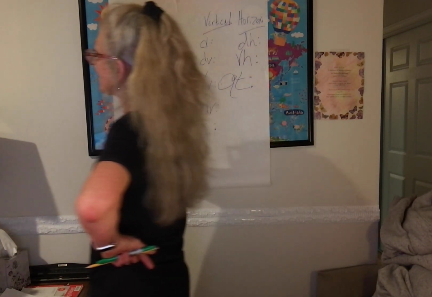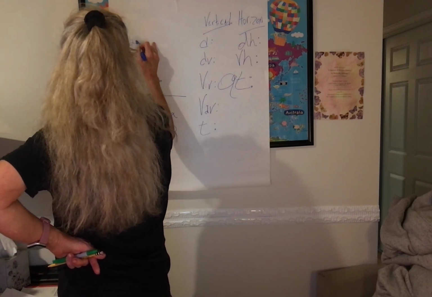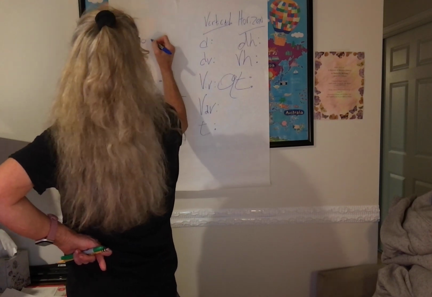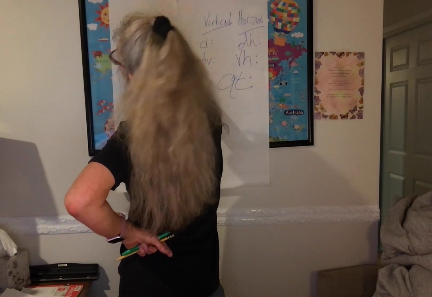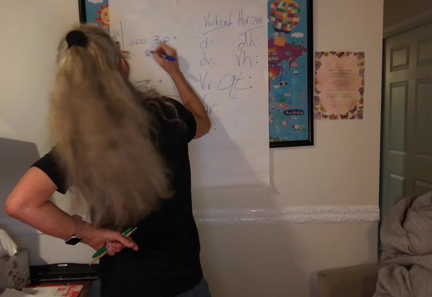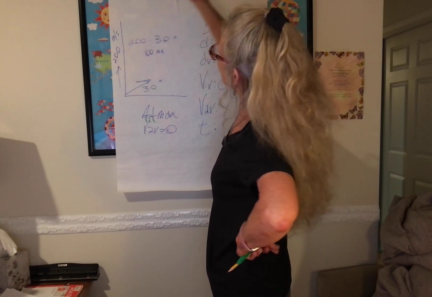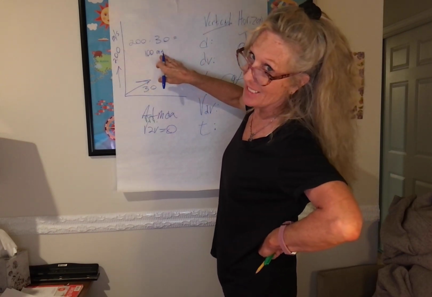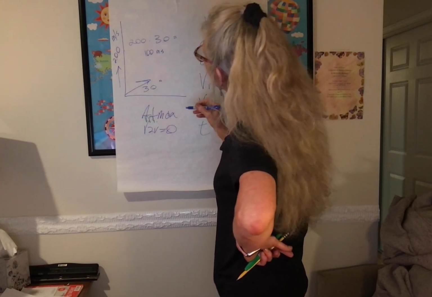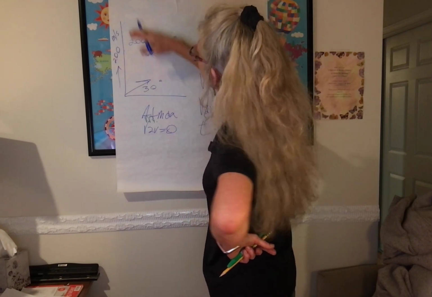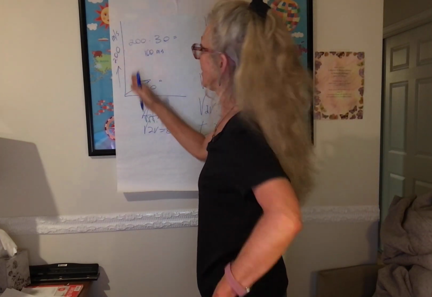So I'm going to split this into components here. 200 times sine of 30, which equals 100 meters per second. The initial vertical velocity is 100 meters per second. I've chosen up as positive. If it's up, it's positive. When it gets to the top, it will still be moving sideways, but the vertical component is zero.